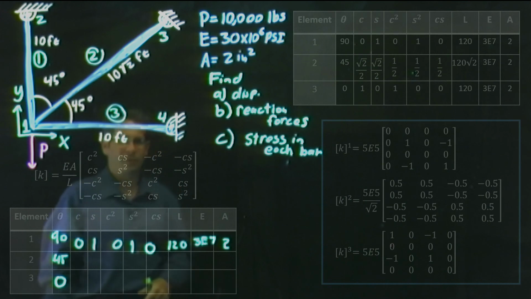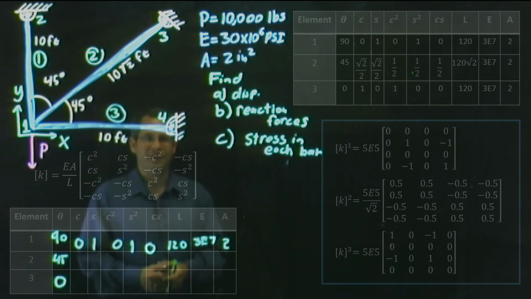Okay? All right, so now we found our local stiffness matrices. The next step is to find our global stiffness matrix.